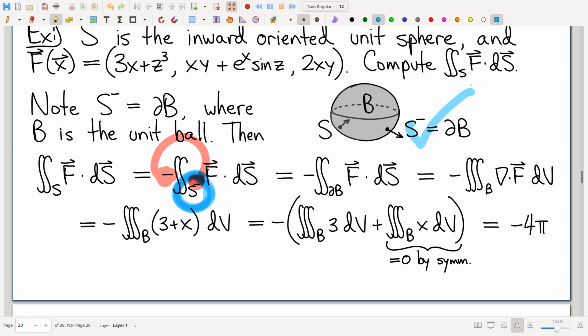That's right. So we have a solid ball. The boundary is pointed outwards. The question was about something pointed inwards, and I have to recognize that those are not the same.